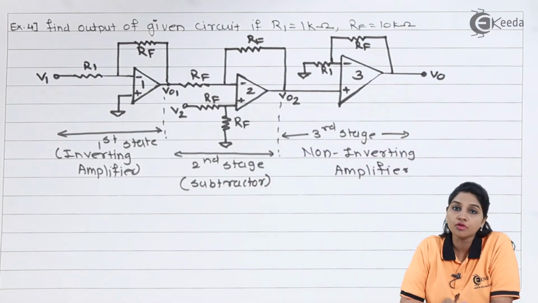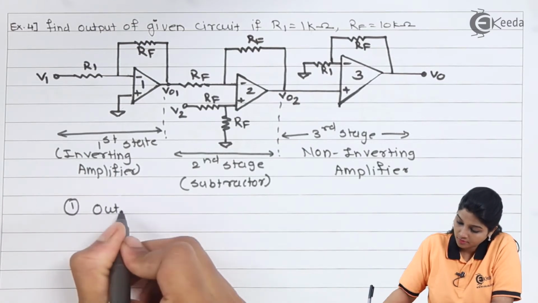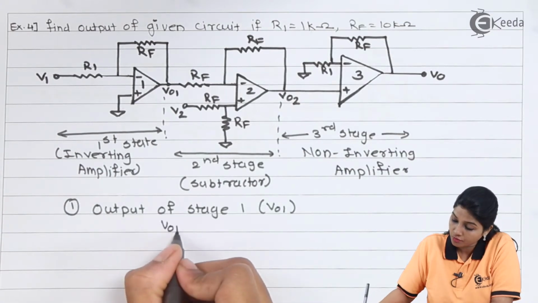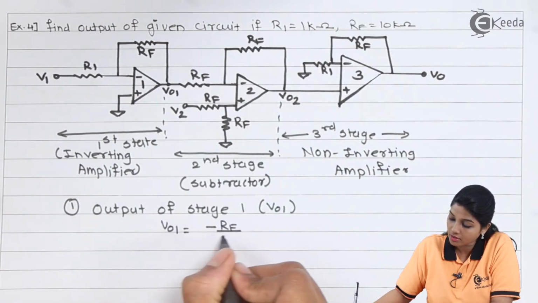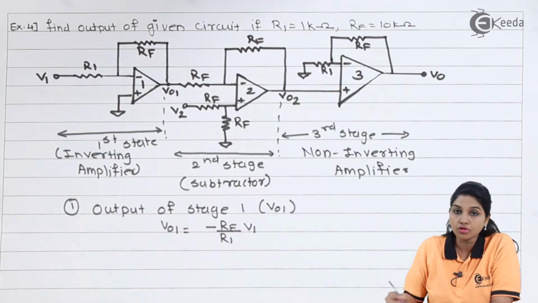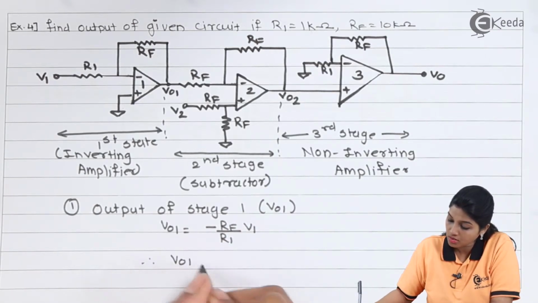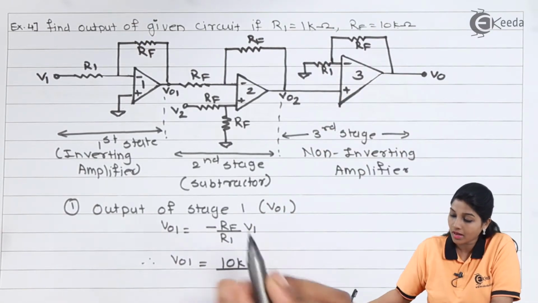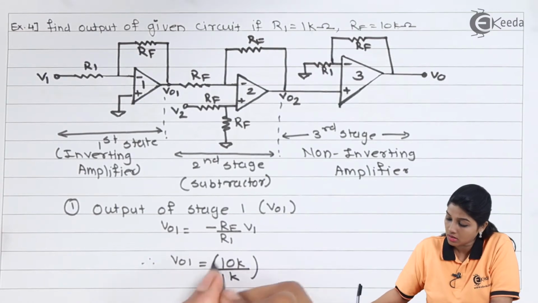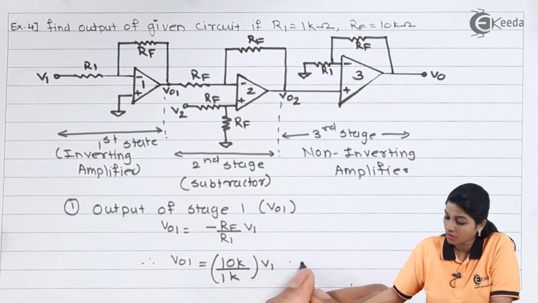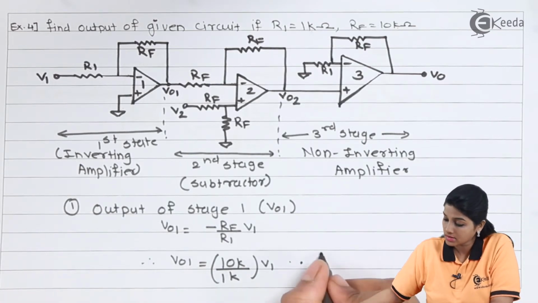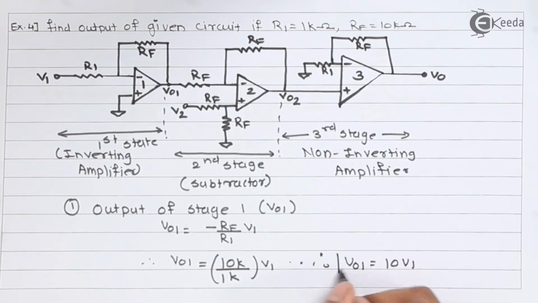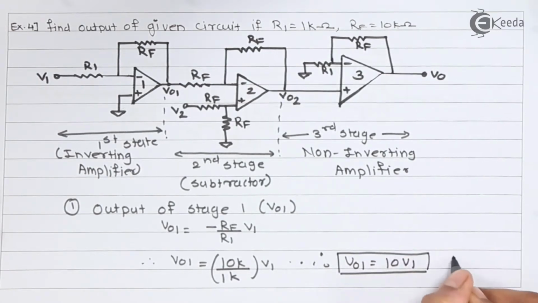So let's find out the output of first stage, that is VO1. As first stage is inverting amplifier, therefore VO1 is equals to minus RF by R1 into input V1. Therefore VO1 is equals to value of RF given in this problem is 10K and R1 is equals to 1K into V1. So we'll get VO1 as 10 V1. So consider this as equation 1.